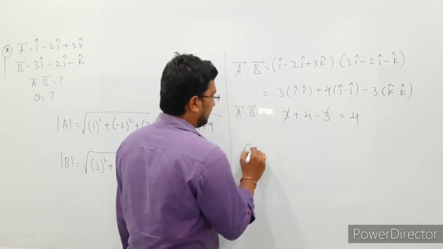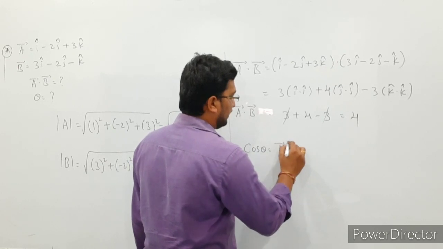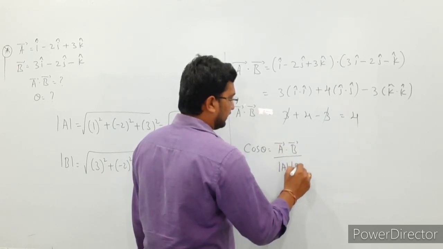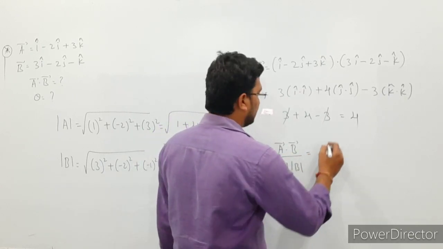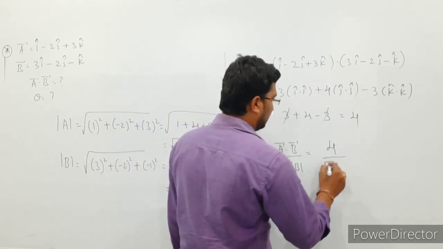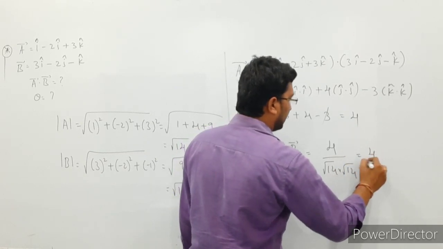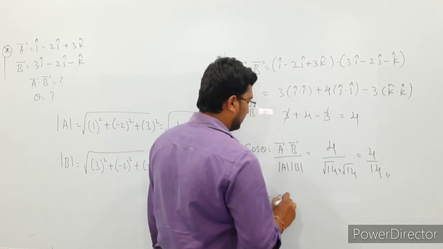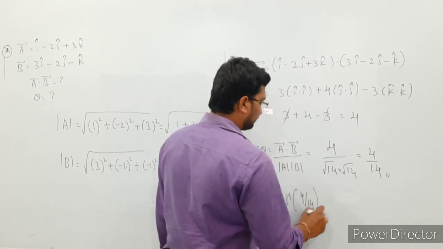Then cos theta is equal to a vector dot b vector divided by magnitude of a into magnitude of b. This is equal to 4 divided by root 14 into root 14. So that is 4 divided by 14. Then theta is equal to cos inverse of 4 by 14.